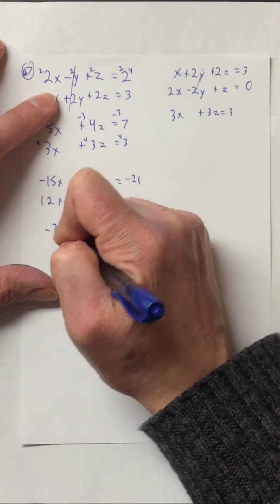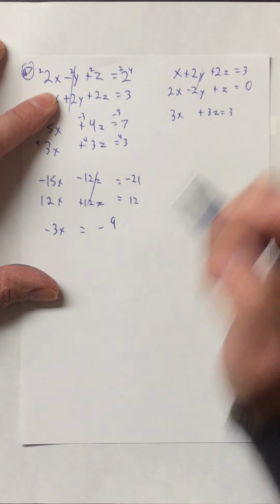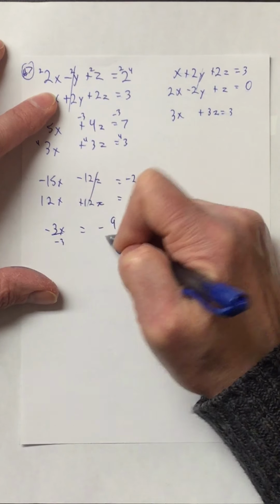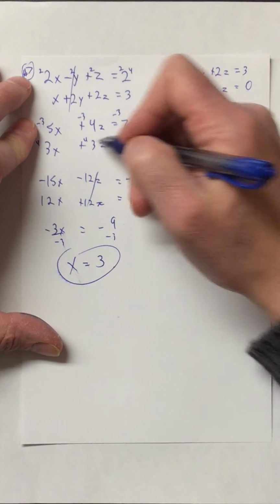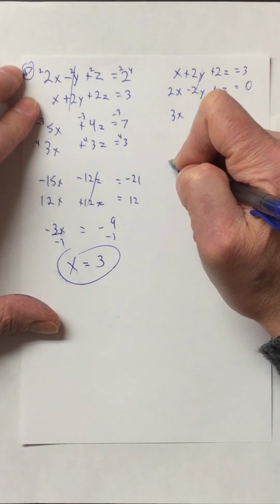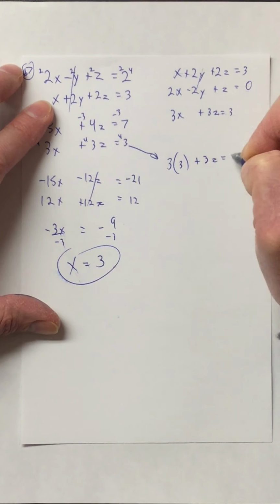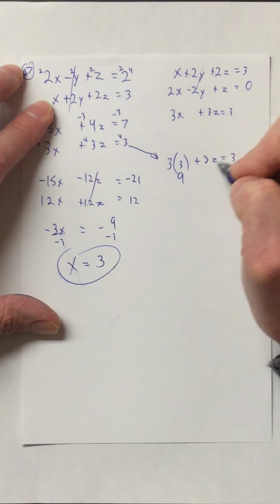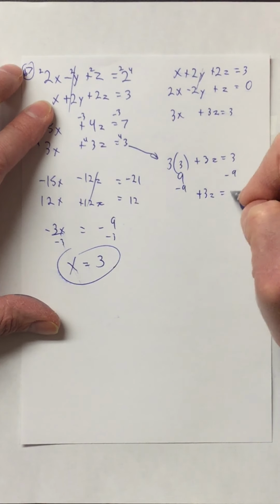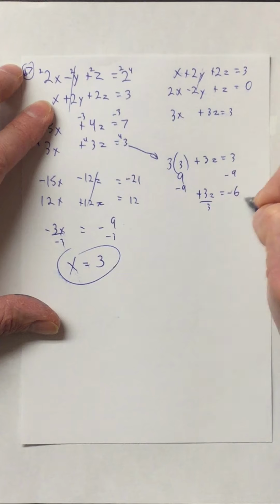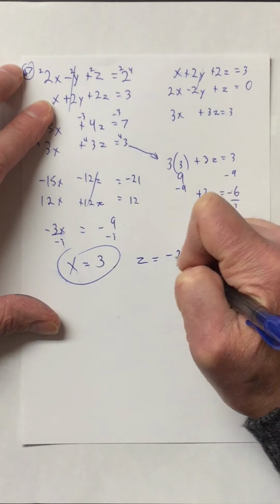So if I add those, it looks like I get -3x is equal to -9. Divide by -3, divide by -3, x is equal to 3. I've got my first answer. Let's plug that back into one of these simple equations here. So I'll use this one here. 3 times 3 plus 3z equals 3. So 9, subtract 9 from both sides, plus 3z is equal to negative 6. Divide by 3, divide by 3. Looks like my z value is equal to negative 2.